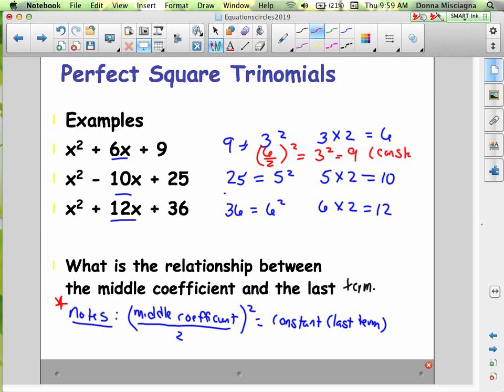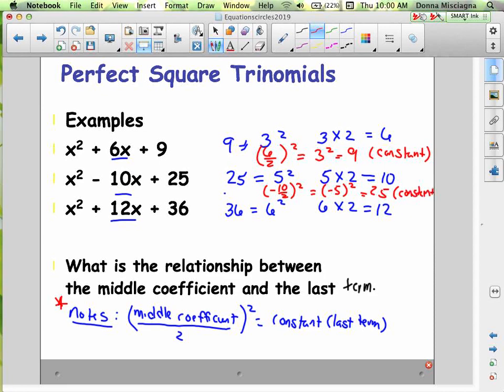Let's try it with the next one. All right, so we take negative 10, because it's a negative, there's a minus, divided by 2 and square it. That would be negative 5 squared, and that's 25. And that is what the constant term is.